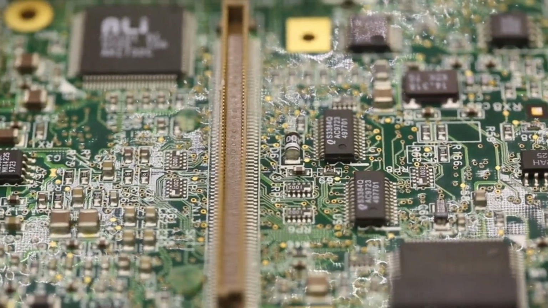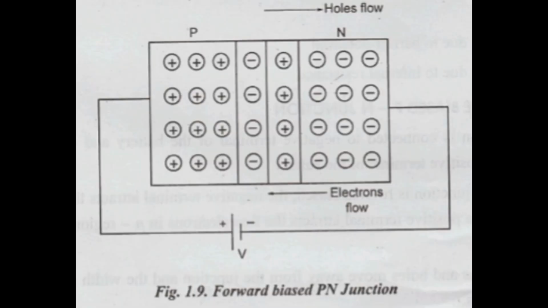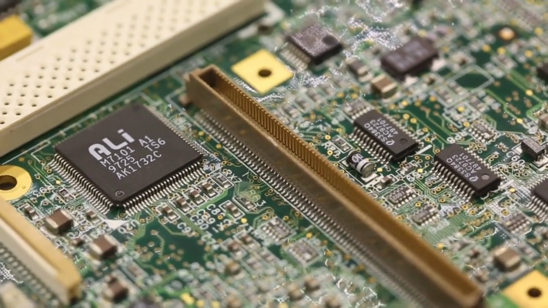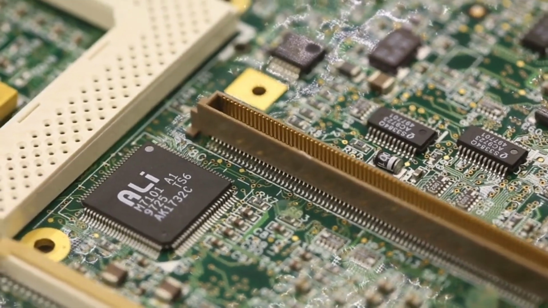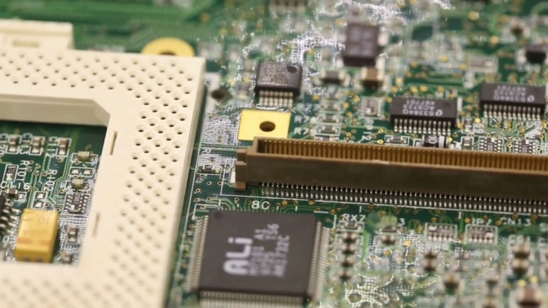When we apply an external voltage in forward bias, positive to P side, negative to N side, this applied field opposes and effectively reduces the built-in potential. This lowers the energy barrier for majority carriers, leading to substantial current flow primarily due to minority carrier injection.